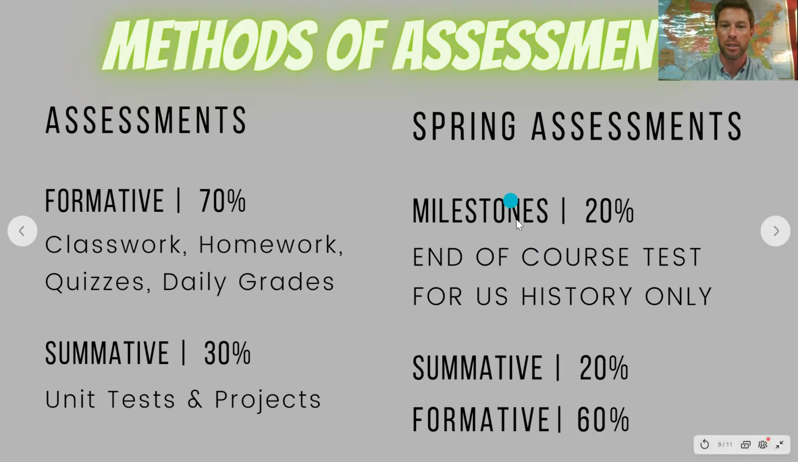This Milestones test. So again, in the fall, we're all on the same page at 70-30. In the spring, only U.S. history is going to be broken down 20, 20, 60. World history, you're still going to be at 70-30.